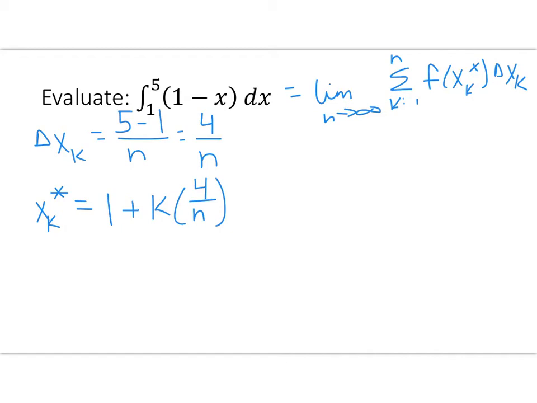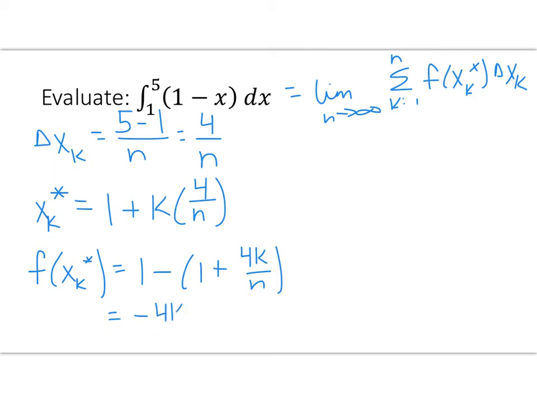Okay, so then before I can plug it in, I need to figure out what f of x_k star is. And f of x is 1 minus x, so I have to do 1 minus 1 plus, and I'm just multiplying and cleaning this up a little bit, 4k over n. So my f of x_k star is just equal to negative 4k over n. Okay, so now we have all of our pieces.